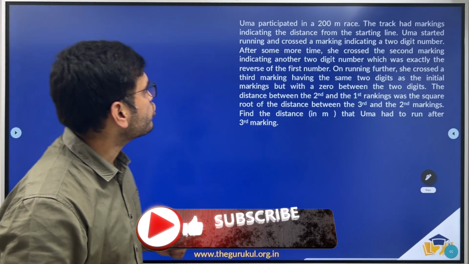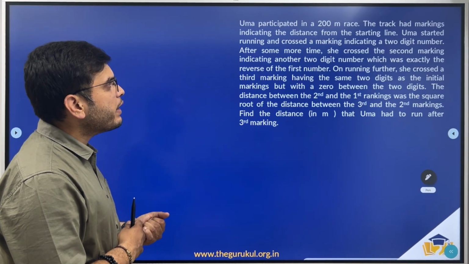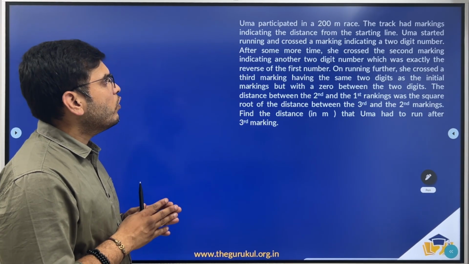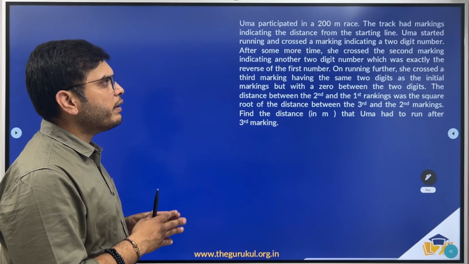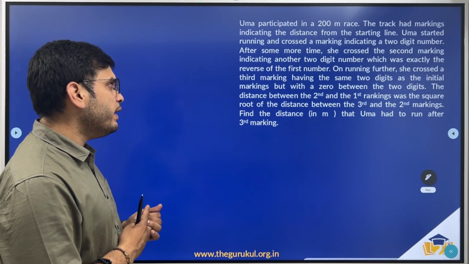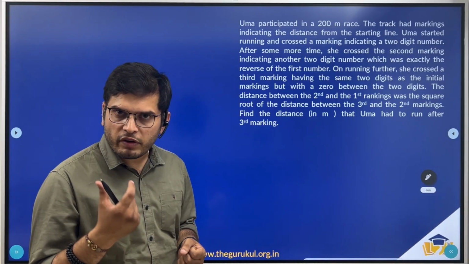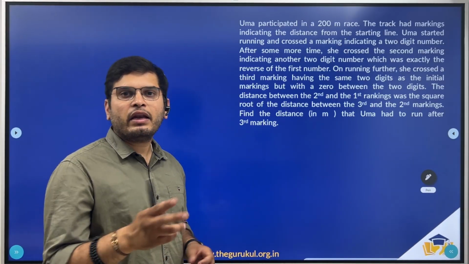Now coming to the second question. Uma participated in a 200 meters race. The track had markings indicating the distance from the starting line. Uma started running and crossed a marking indicating a 2-digit number. After some more time, she crossed the second marking indicating another 2-digit number, which was exactly the reverse of the first number. So if the first number is, let us say, 14, the second number should be 41.